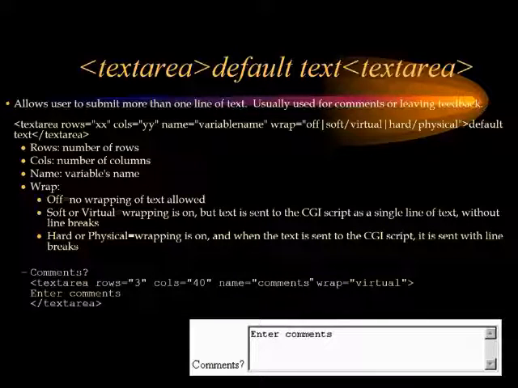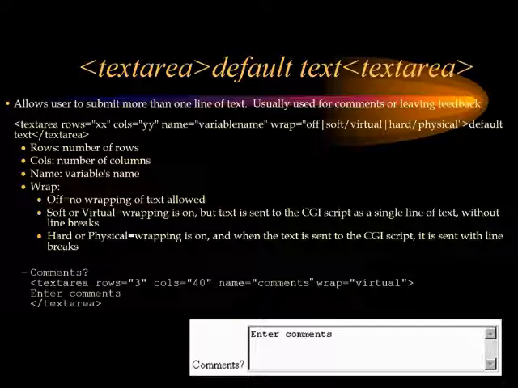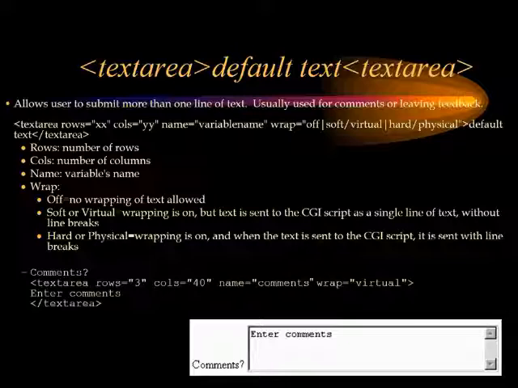Wrap equals soft, also known as wrap equals virtual, allows wrapping to happen, but the information will be sent to the computer script as if it were one long line of text. With wrap equals hard, also known as wrap equals physical, the wrapping is on, so when the visitor keeps typing and comes to the end of the line, it'll wrap to the next line. But when it gets sent to the computer script, it'll be sent with line breaks. It'll be as if the visitor really did hit enter every time they came to the edge of the box.